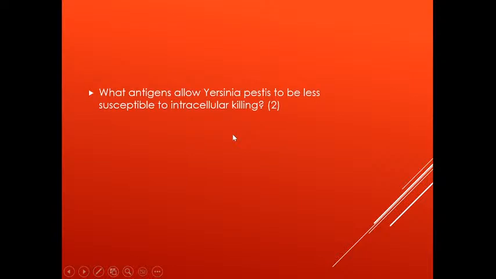Okay? Now, let's move on to the antigens. We have the V and the W antigen. Okay? Yersinia pestis is less susceptible to intracellular killing because of the following antigens. Where are these antigens found? They are found in the cell wall. Very good.